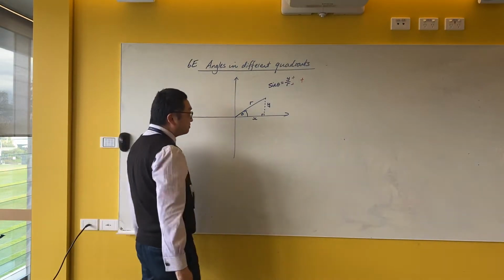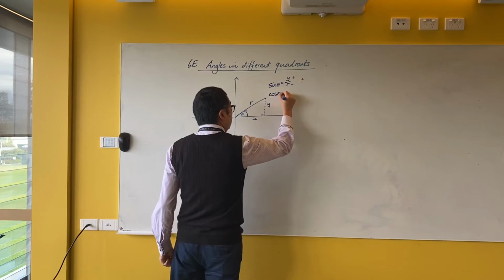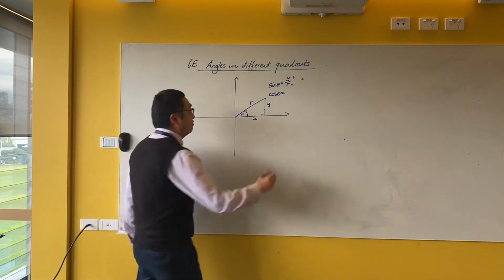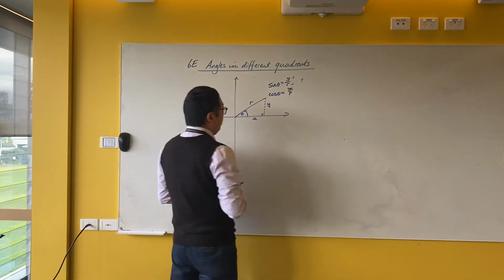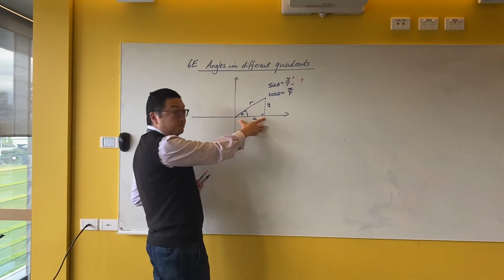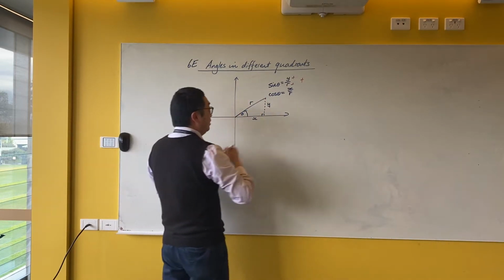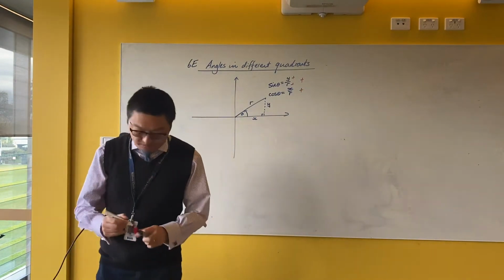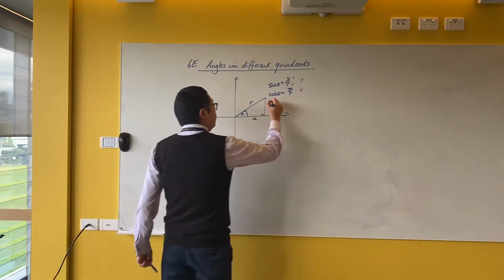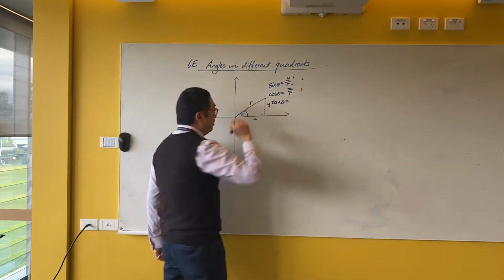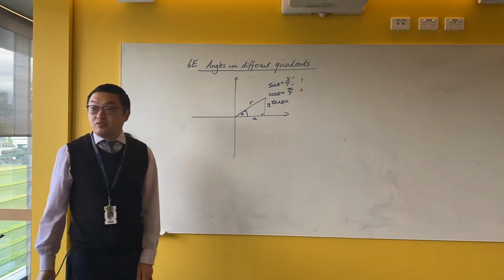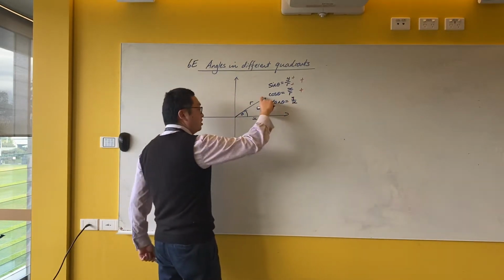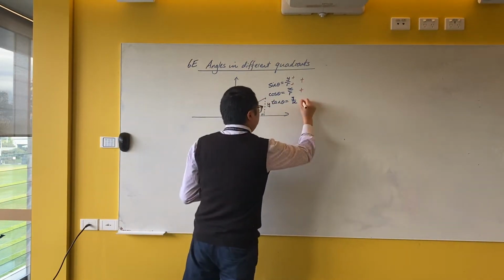Move on. Cos theta. Cos theta is equal to what over what? X over r. Fantastic. X over r. So once again, that's positive. Hypotenuse obviously is positive. So once again, positive divided by positive, we get a positive ratio. Tan theta. Tan theta is y over x, right? Opposite over adjacent. Once again, positive divided by positive, we get positive.